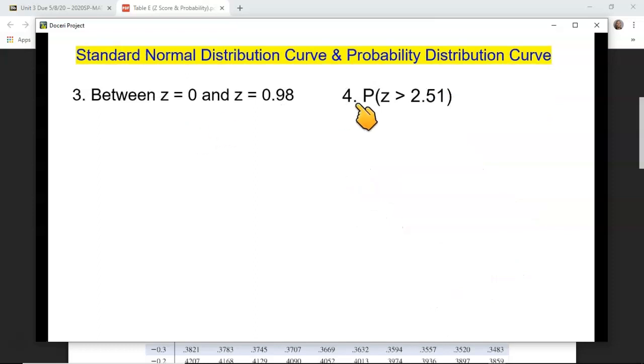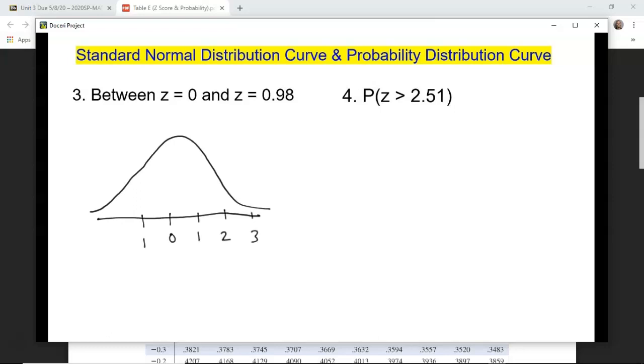So for our last two examples, we'll look at how we find the area between two z-scores. So in this case, we have the z-scores 0 and 0.98. We don't want to find the z-score, we want to find the area for that. So in this case, again, draw the normal distribution, mark off the number of standard deviations, and then find where we're going to do our shading.